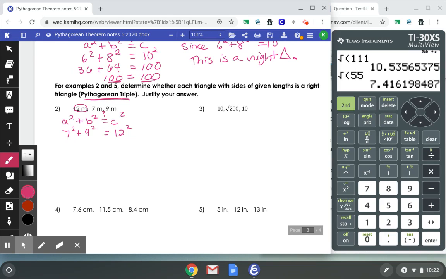All right, 7 squared is 49. 9 squared is 81. 12 squared is 144. Well, when I add 49 and 81, I get 130. That does not equal 144. So I would say this is not a right triangle. It's not a Pythagorean triple. Since 7 squared plus 9 squared does not equal 12 squared, it is not a right triangle.